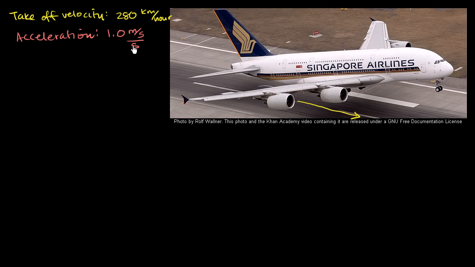So after every second, it can go 1 meter per second faster than it was going at the beginning of that second. Or another way to write this is 1.0 meters per second per second. Meters per second per second can also be written as meters per second squared. I find this a little bit more intuitive. This is a little bit neater to write. So let's figure this out.